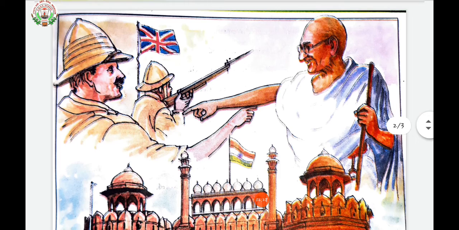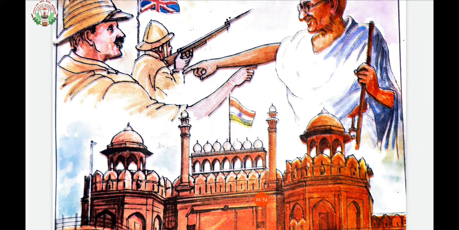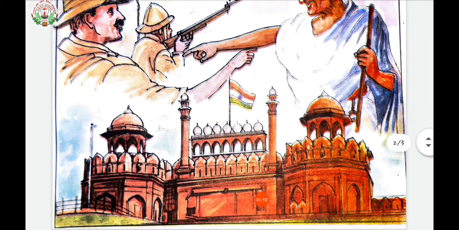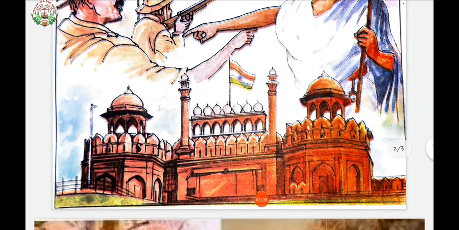See, children, the Indian Mutiny of 1857 to 59 was a widespread but unsuccessful rebellion against the rule of the British East India Company in India, which functioned as a power on behalf of the British Crown.